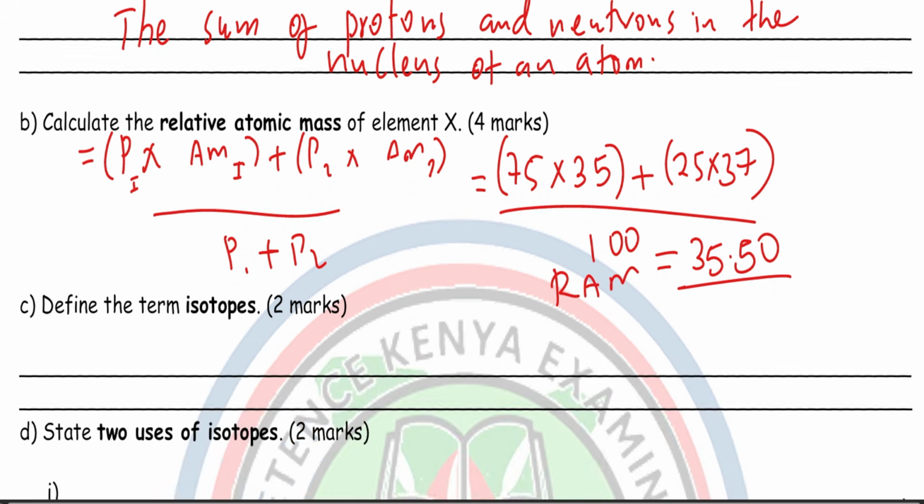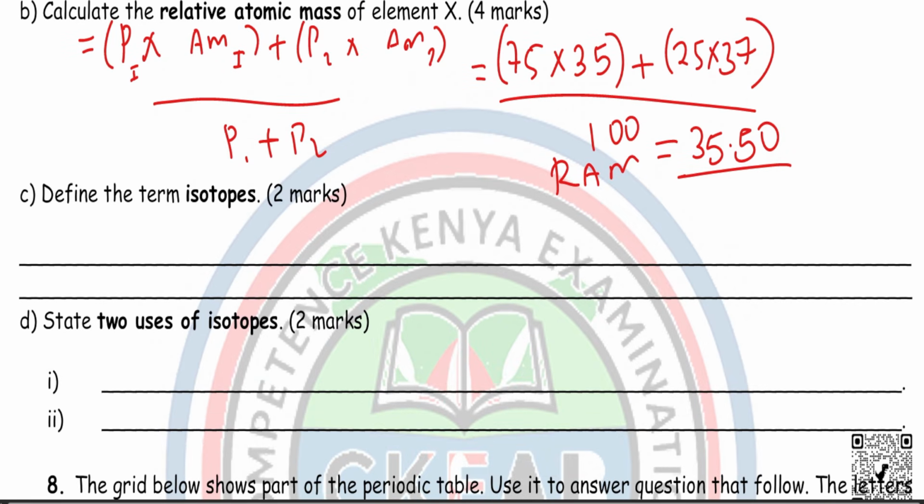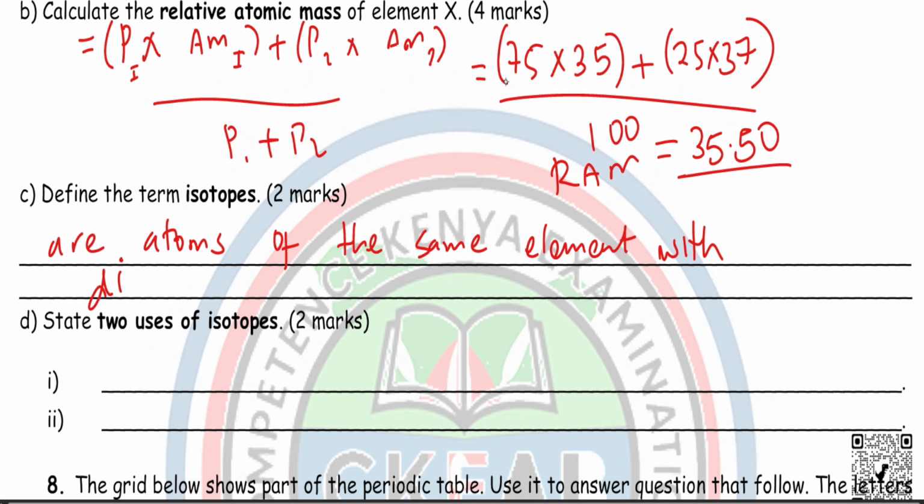Now, define the term isotopes. Isotopes are atoms of the same element with different mass number but same atomic number.